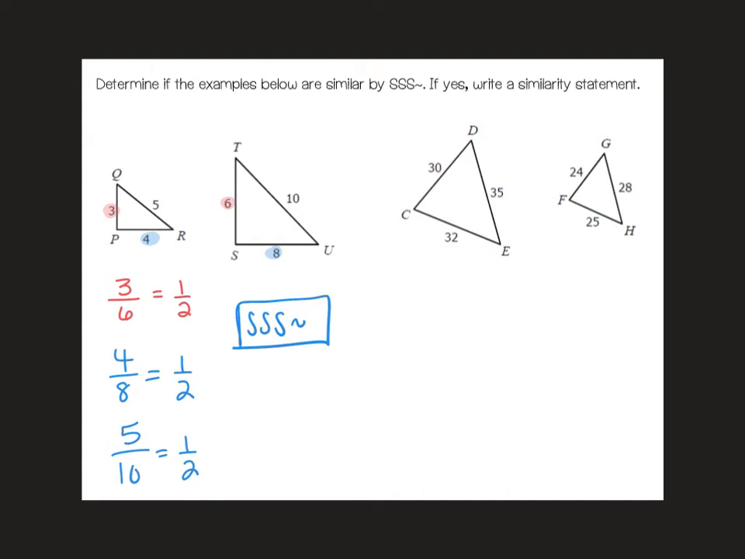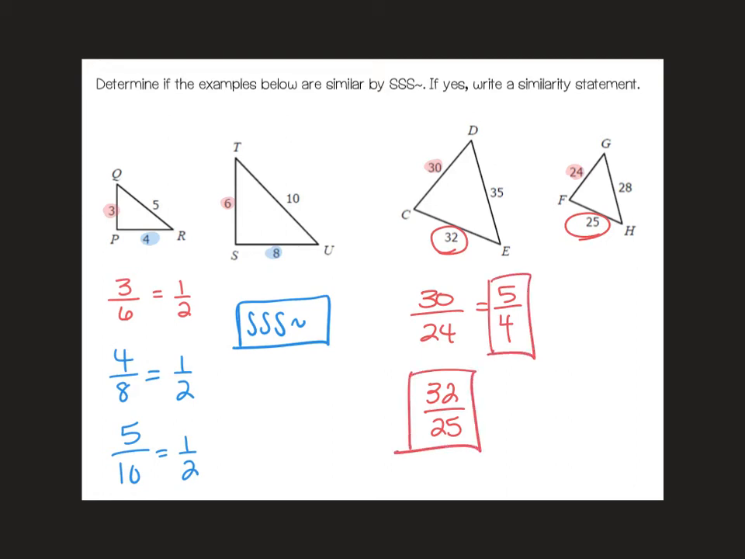So the second one, again, I would start with the smallest, which is 30 and 24. That is 5/4. The second side would be 32 and 25. And this actually doesn't simplify, so these don't match. So we would just right away say not similar. Again, if they're not similar, you cannot write a similarity statement.